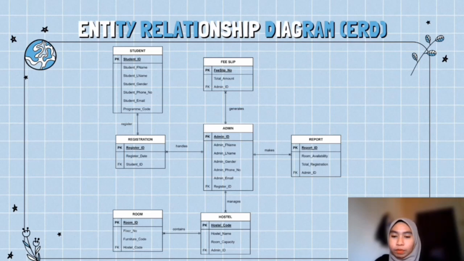For the hostel table, the primary key is hostel ID and the foreign key is admin ID. Okay, moving on to the next table. The room table has a primary key which is room ID and the foreign key is hostel ID from the hostel table. Lastly, the primary key for the report table is report ID and the foreign key is from the admin table, which is admin ID.